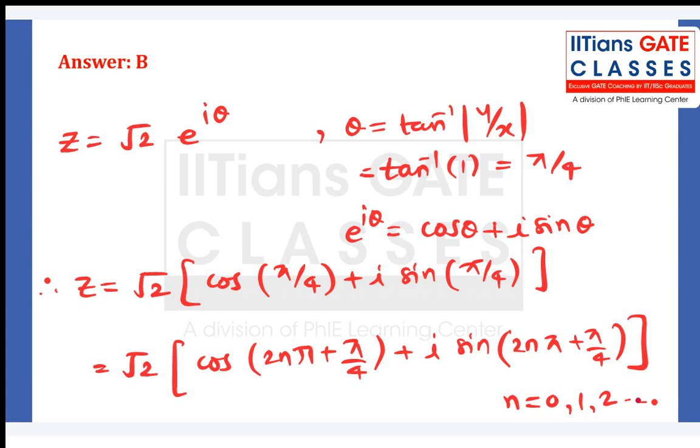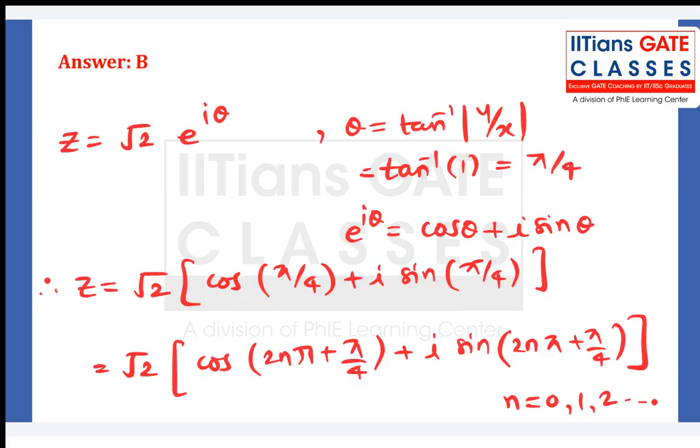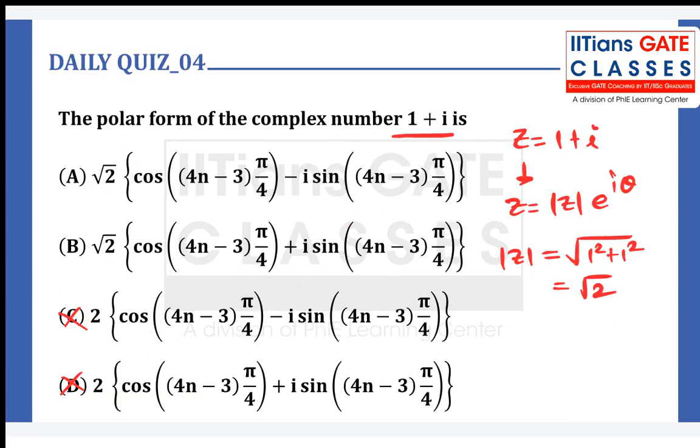Okay, square root of 2 into cos plus i sin of some pi by 4 terms. But if you look at options A and B, none of them have this. If you take pi common, it is 2n plus 1 right here. In this question, if you take pi common, it will be (2n plus 1) by 4. The reason is because n is starting from 0. So you can just do hit and trial here.